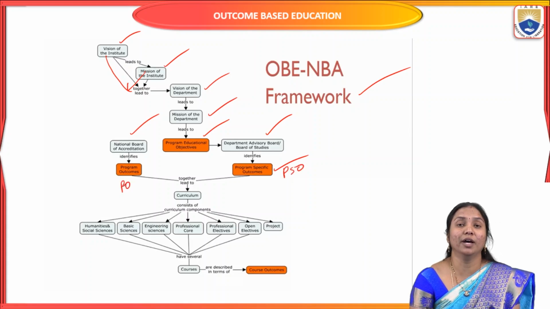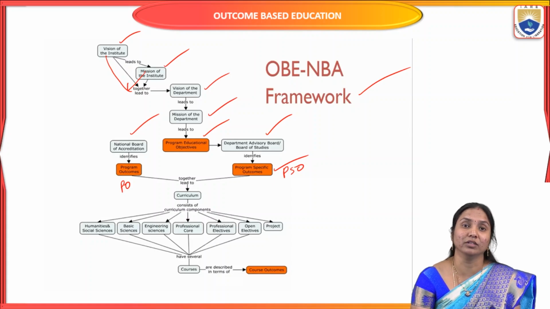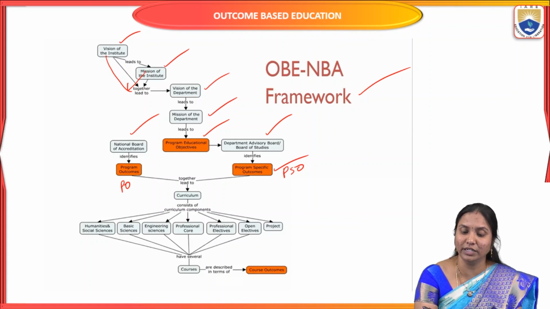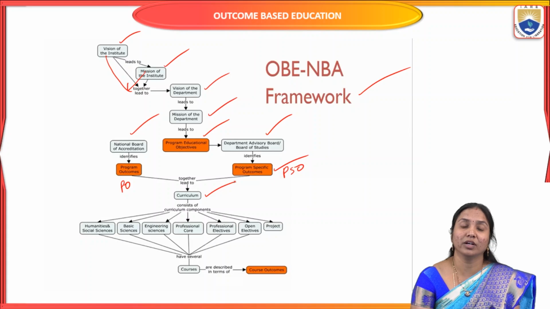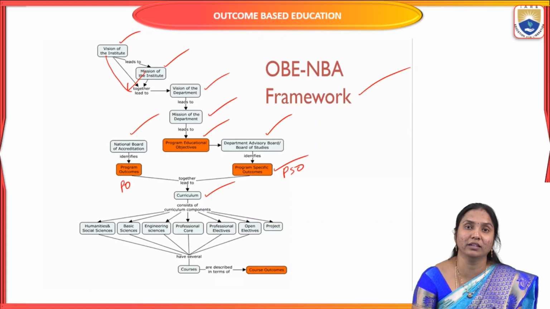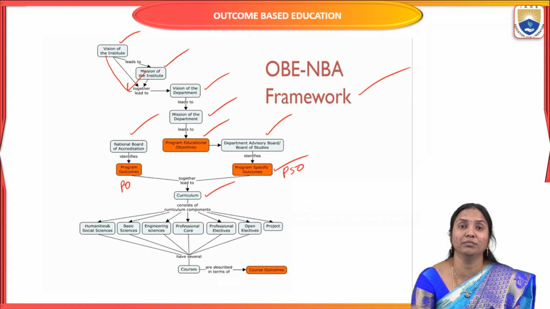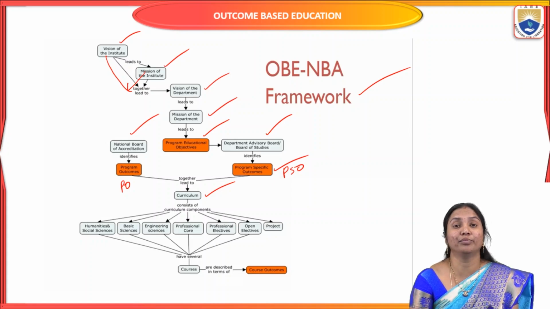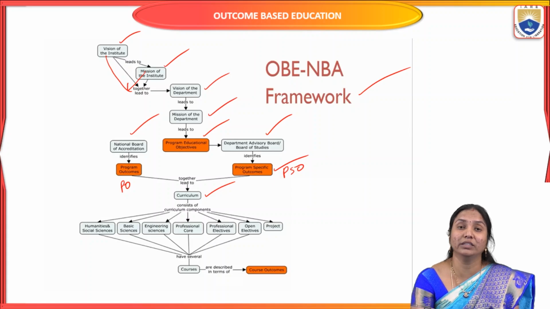Program outcomes and program specific outcomes together lead to the curriculum. Curriculum is to run the course. Career, from the Latin word, means run the course. So program specific objectives and program outcomes together lead to the curriculum.